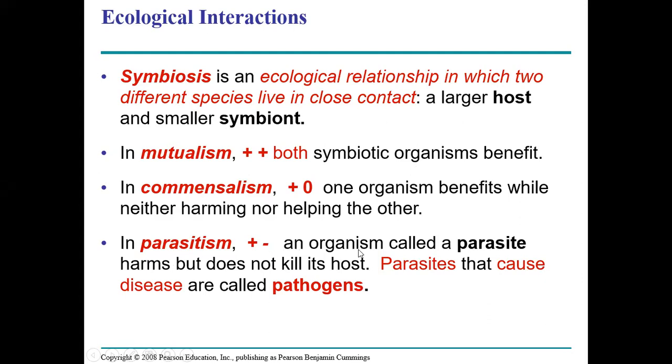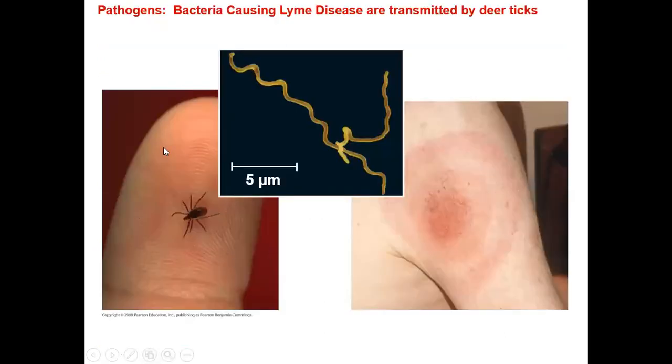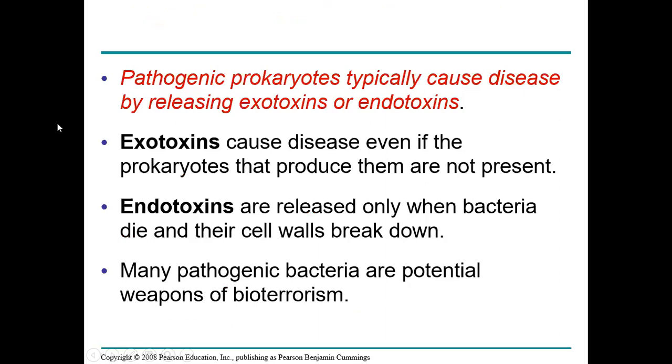Whereas in the case of parasitism, an organism called a parasite harms, but does not kill the host. Parasites that cause disease are called pathogens. In parasitism, one organism is getting benefit and in the other organism some problem is occurring. It will not kill the host, okay? Pathogenic bacteria causing Lyme disease are transmitted by deer ticks.